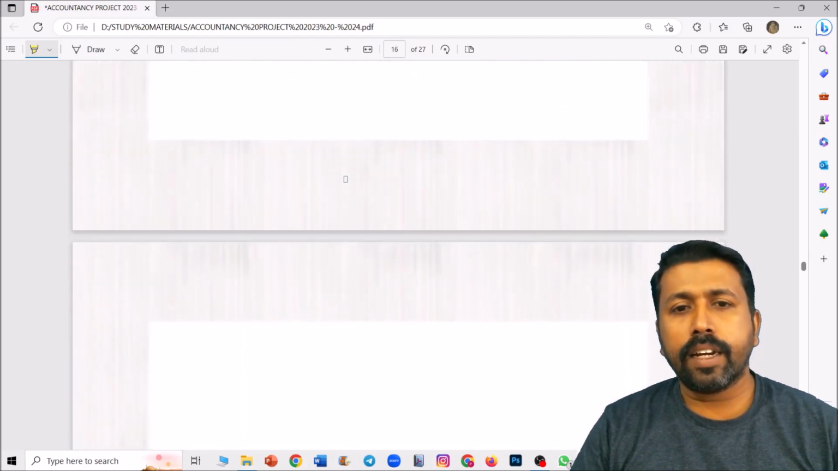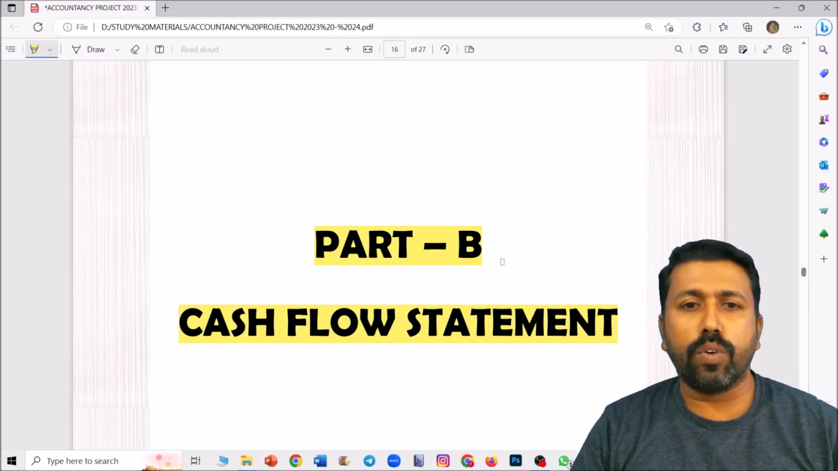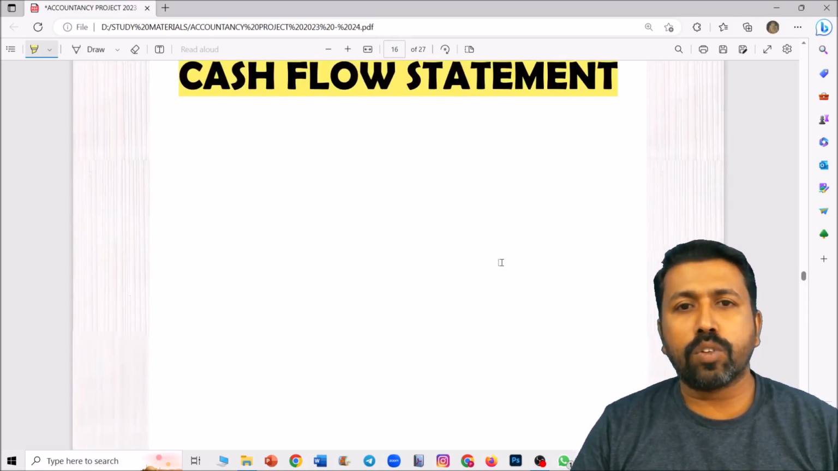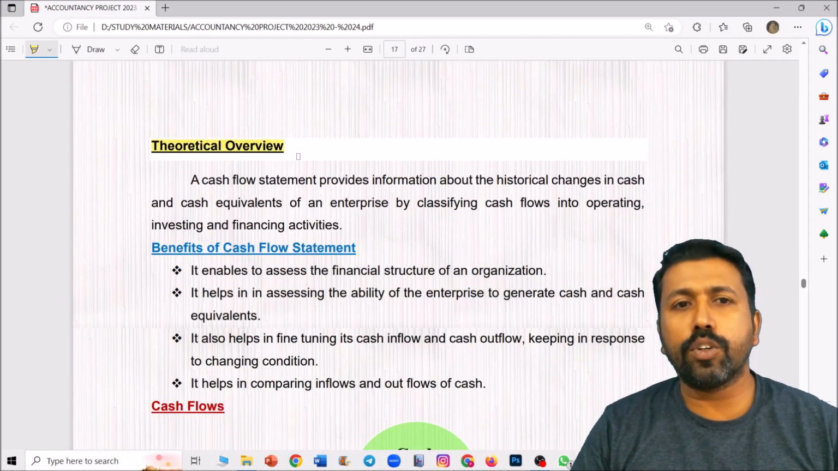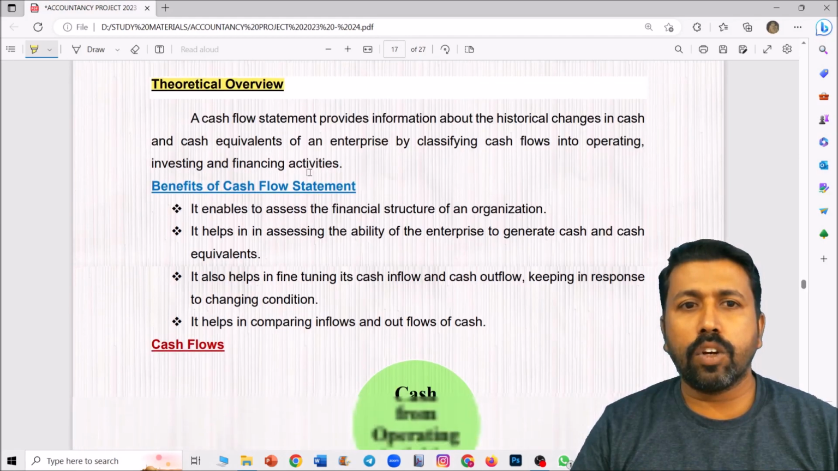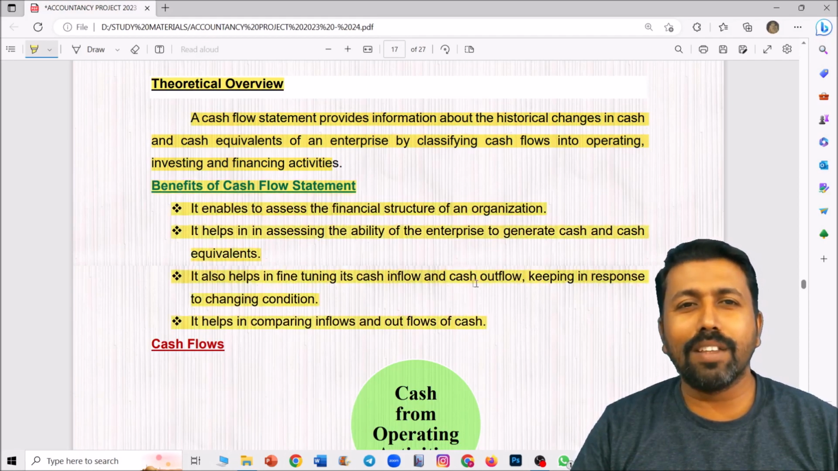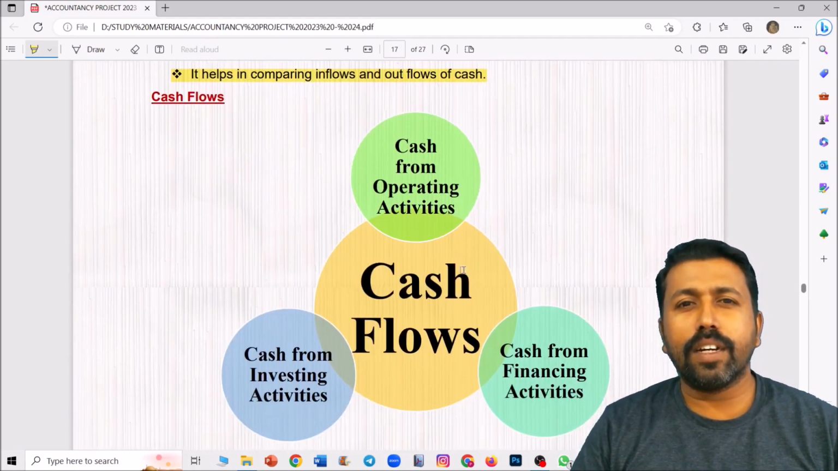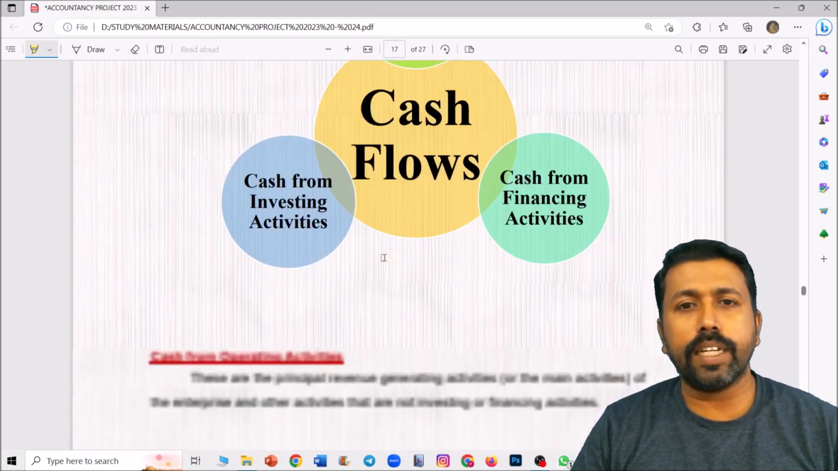And I have listed part B separately. Part B includes cash flow. You know very well the cash flow statement. And here again some theoretical part related to cash flow is stated. Theoretical overview: there, what is cash flow statement, I have listed. What are the different benefits of cash flow statement is listed. And through this diagram, the 3 different activities in the cash flow are also listed: operating activity, investing activity, and financing activity.